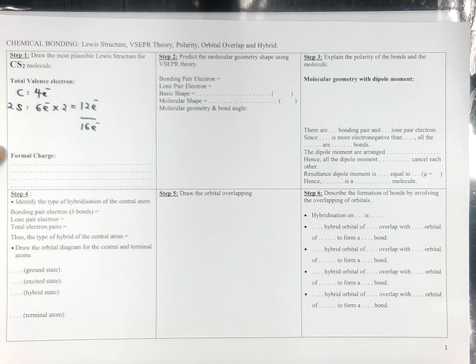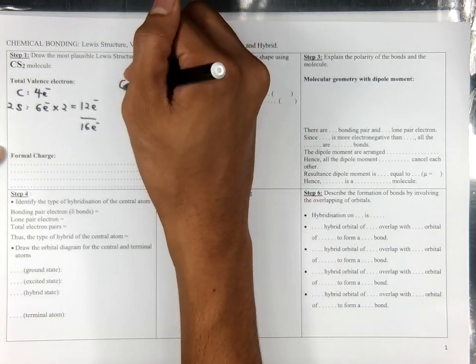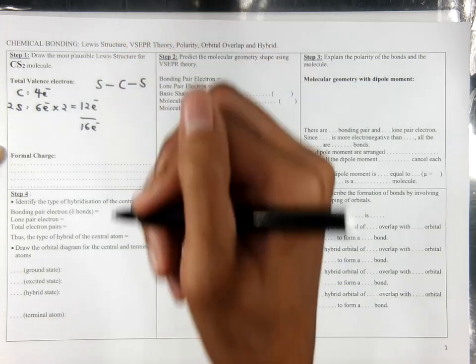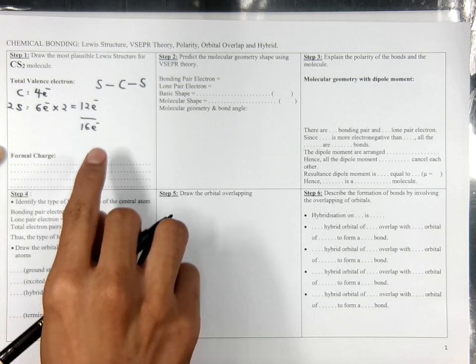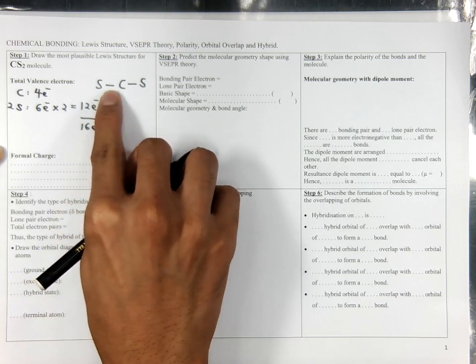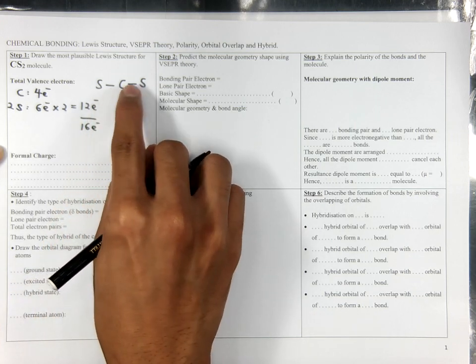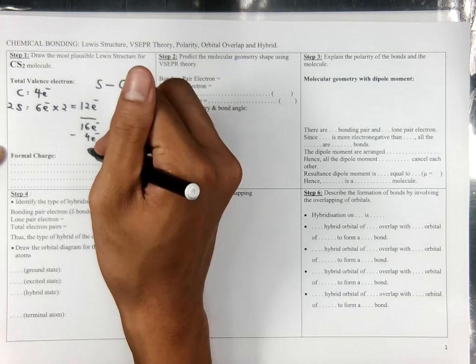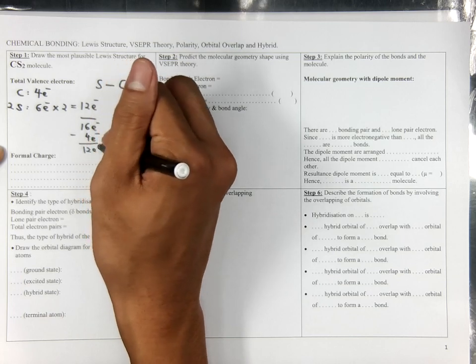Now, in drawing the Lewis structure, I need to know which atom is going to be the central atom. I will choose the most electropositive atom, which is carbon, to become the central atom. So carbon is the central atom, and it is bonded with 2 sulfur. One bonding pair represents 2 electrons, so I have 2 bonding pairs here. Therefore, I minus 4 electrons. The balance that I have is 12 electrons.